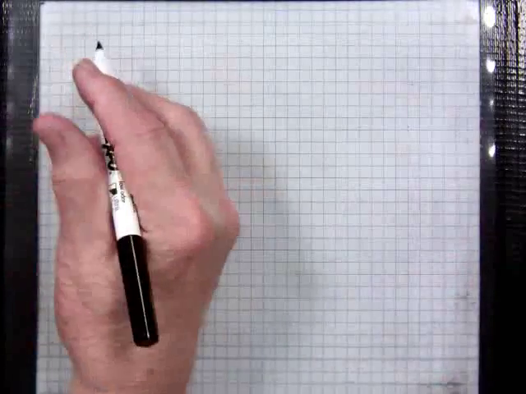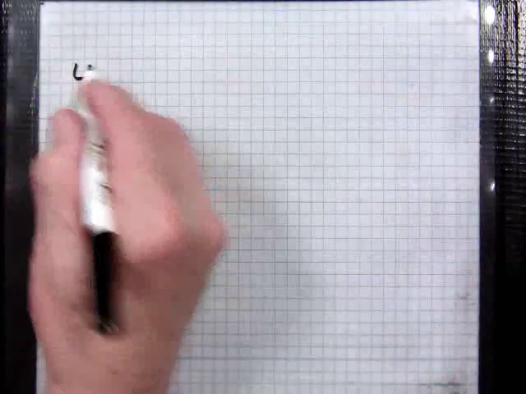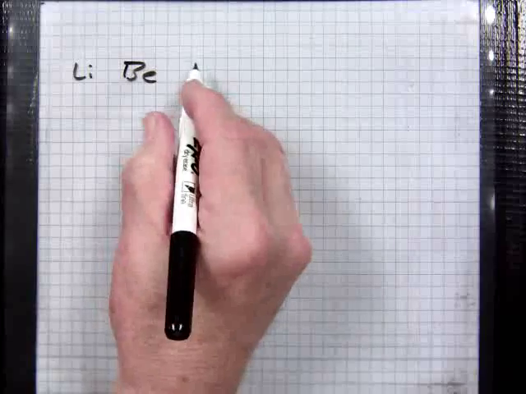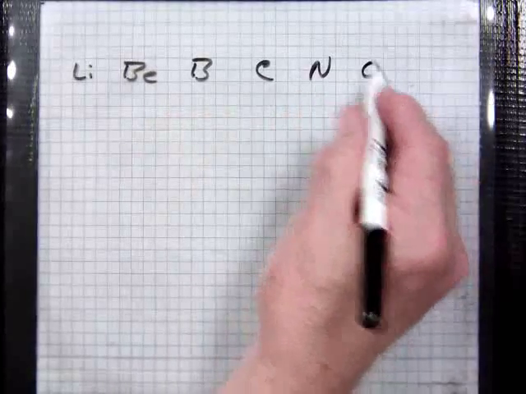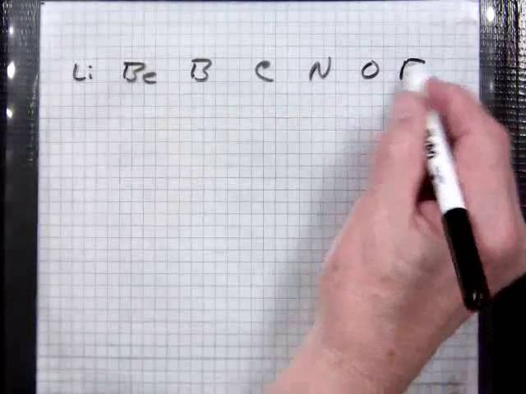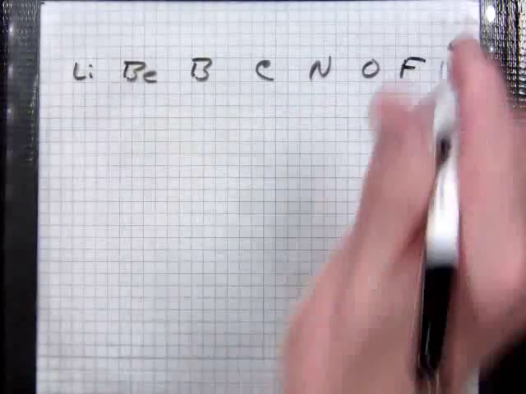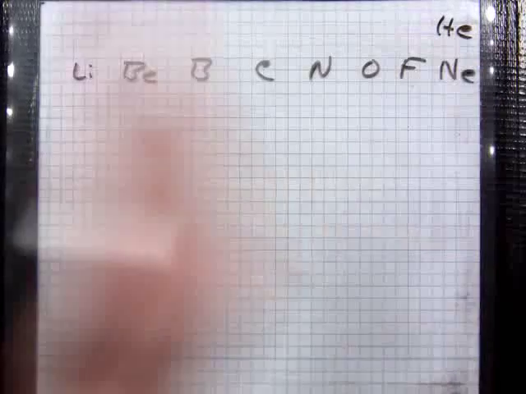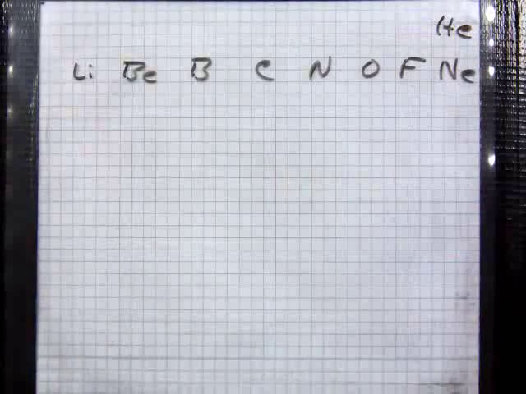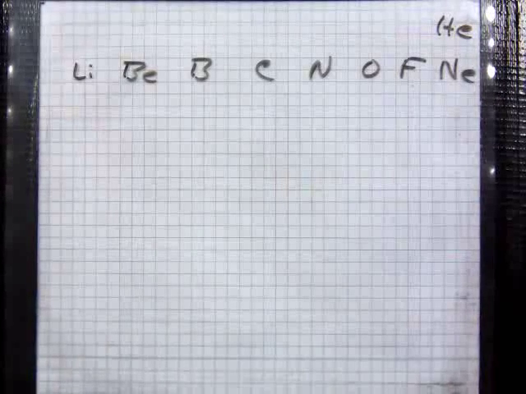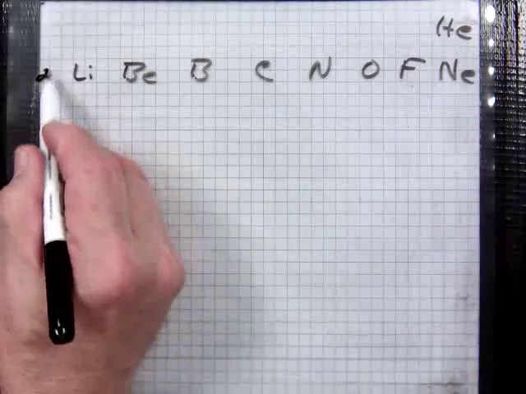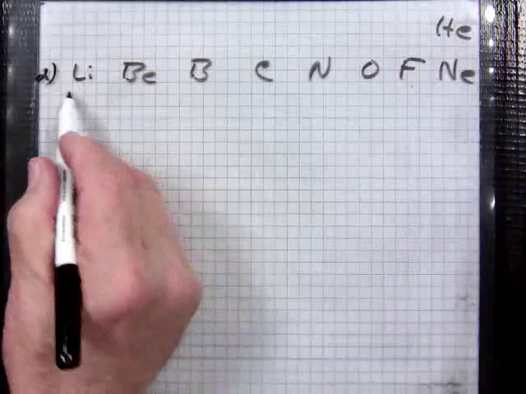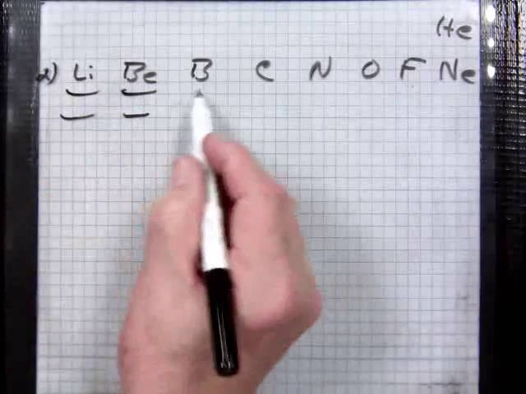So when we look at a series of elements, let's start with lithium, beryllium, and we'll jump over to boron, carbon, nitrogen, oxygen, of course fluorine, and neon. I'm going to put helium back here, okay? Now, this is row 2 of the periodic chart. So each one of these elements has two rings.